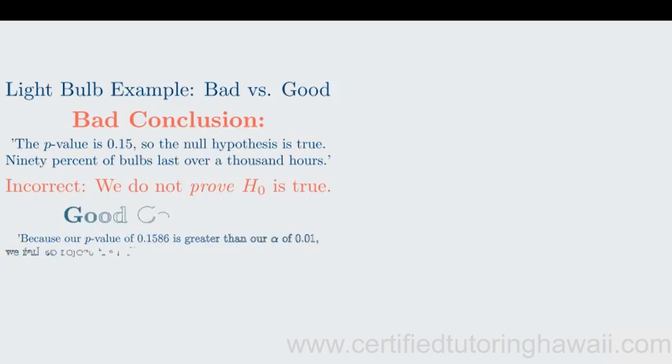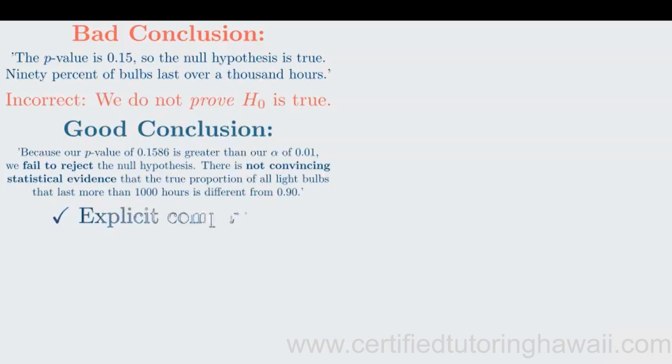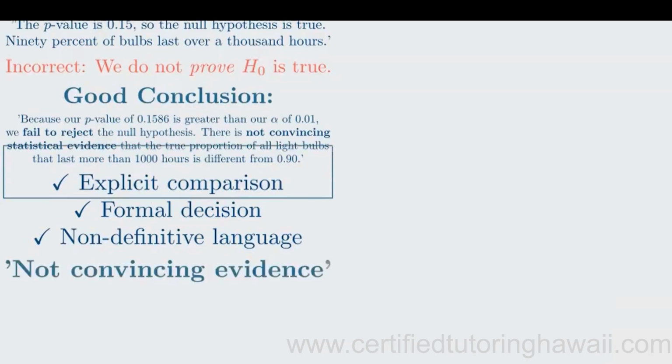Now, for the good conclusion: because our p-value of 0.1586 is greater than our alpha of 0.01, we fail to reject the null hypothesis. There is not convincing statistical evidence that the true proportion of all light bulbs that last more than 1,000 hours is different from 0.90. This version is perfect. It explicitly compares the values, makes a formal decision, and uses non-definitive language to describe the population parameter. Notice the phrase, not convincing evidence.